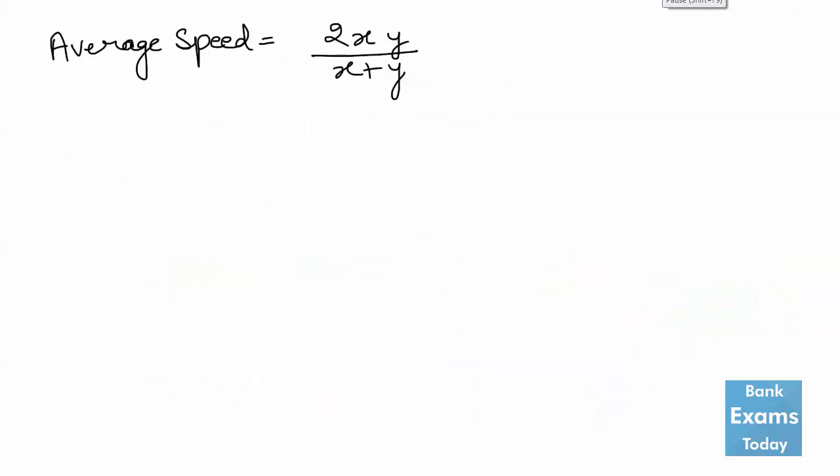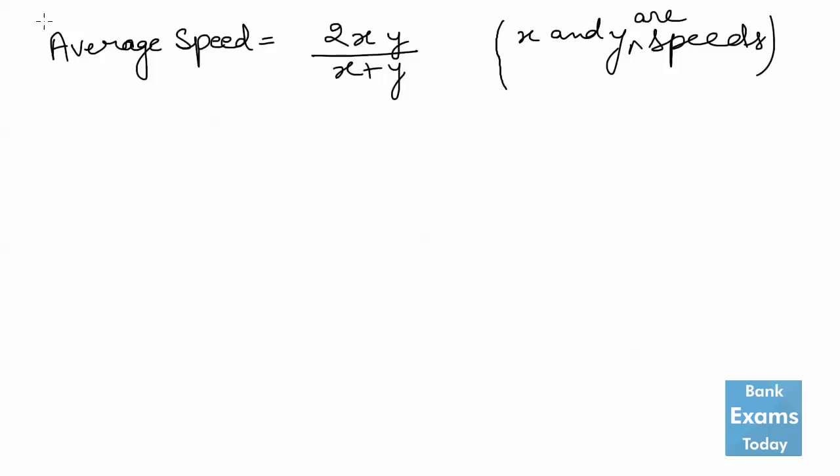So you should also know what the average speed is. We have a very handy formula for this, that is 2xy upon x plus y, where x and y are two different speeds for which we want to find the average. Many students do it like this, x plus y over 2, and that is the wrong formula. Never do this.